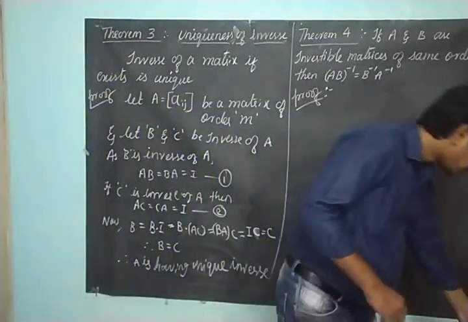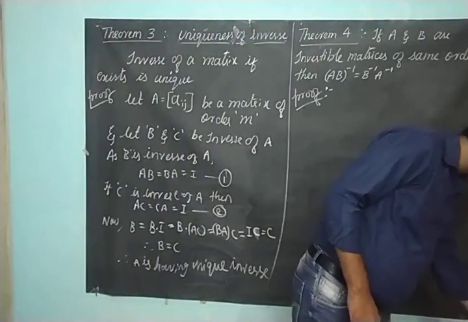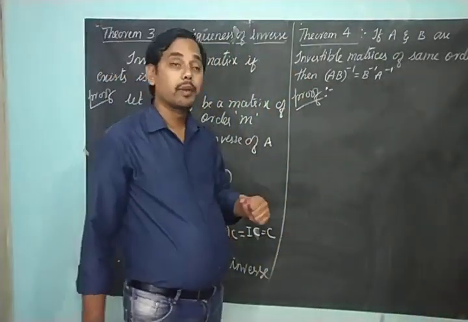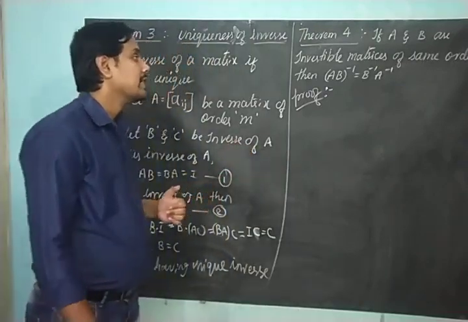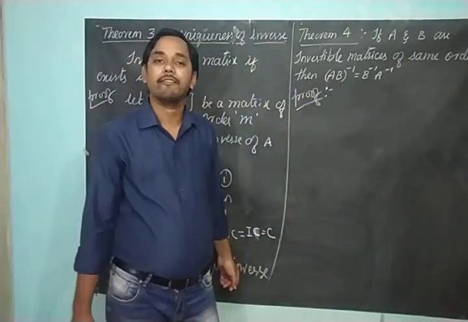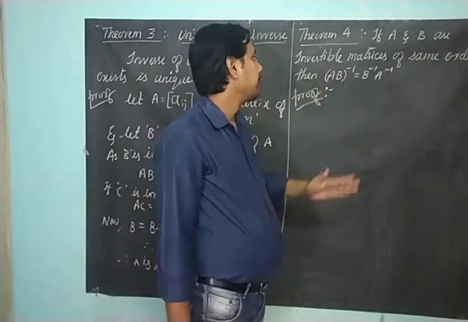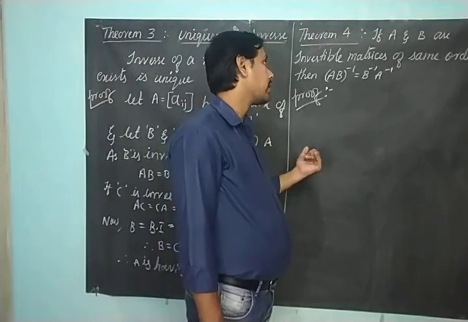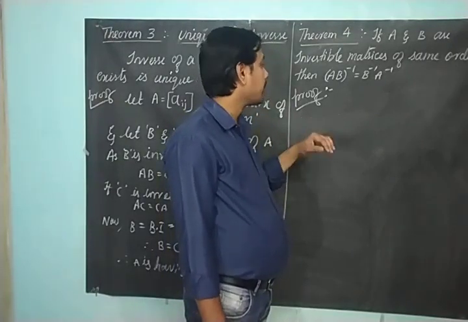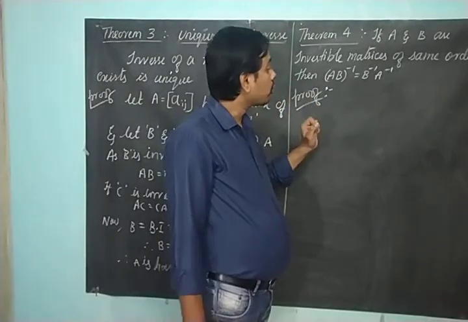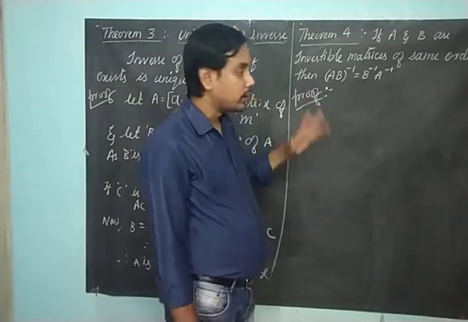So we'll move on to the next theorem. What is that one? If A and B are invertible matrices of the same order, then (AB) whole inverse will be equal to B inverse into A inverse. It states that if A and B are invertible matrices of the same order, then (A into B) whole inverse is equal to B inverse into A inverse. So let us prove this result.